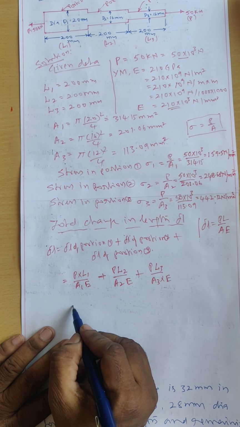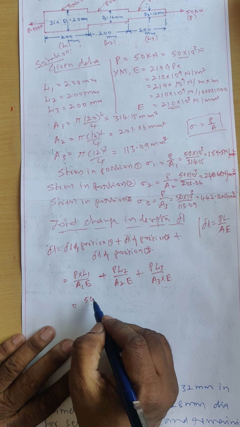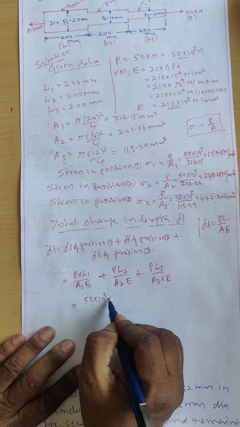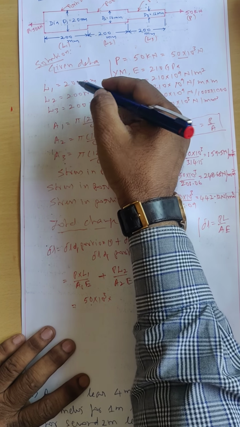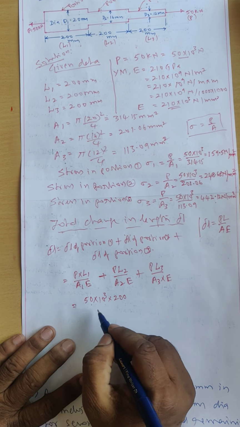See, now I am substituting all these values. P is 50 kilonewton, 50 into 10 to the power 3. L1 is already marked. L1, L2, L3 are 200, they are the same.